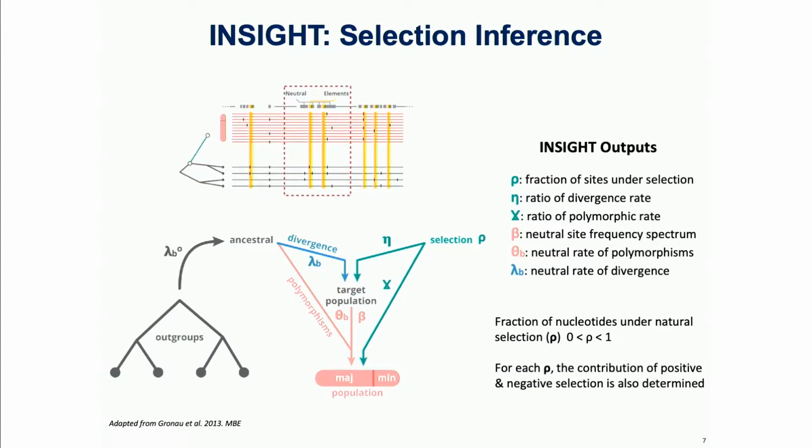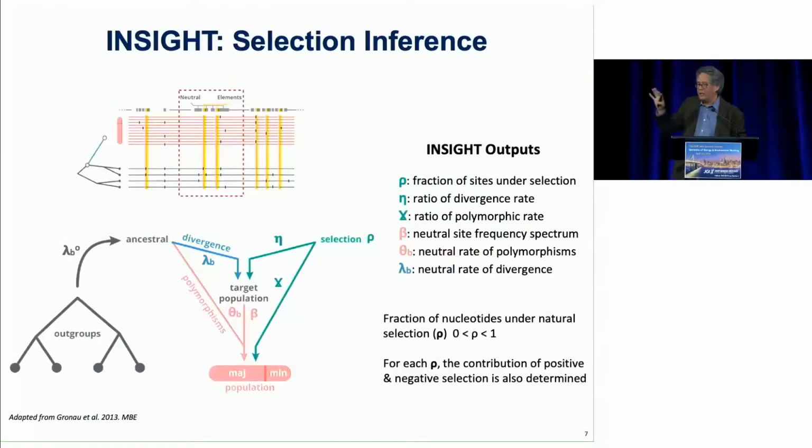And what this shows, and unfortunately I don't think I've got a, oh, I do have a pointer. That's fairly weak. Anyway, what the INSIGHT method does is basically it solves this equation. It takes polymorphism and divergence data within species and between species, and it calculates a variety of evolutionary genetic parameters. And the one that's most interesting to us is the one on top there called rho, which is, in a given element, a regulatory element or sequence, whatever you've got, what is the fraction of sites under selection in that element?